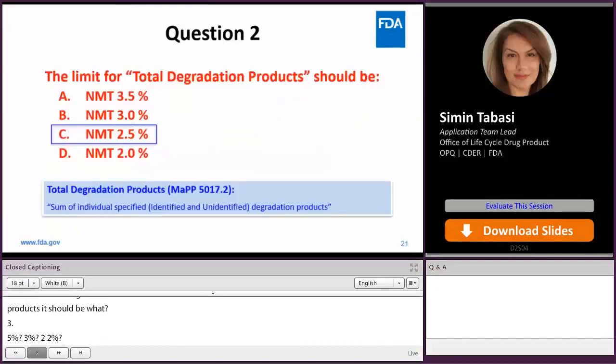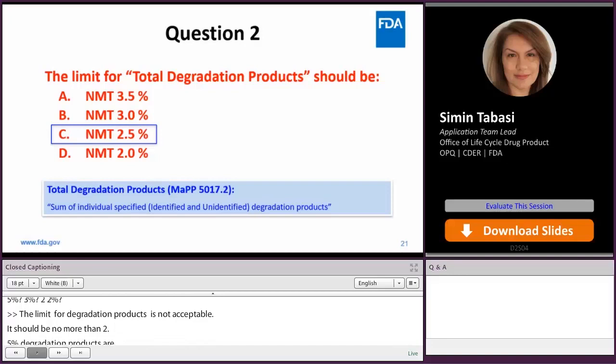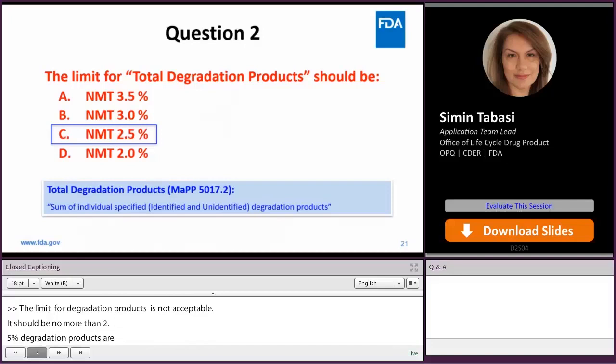The proposed limit for total degradation products of no more than 3.5% is not acceptable. It should be no more than 2.5%. Total degradation products, as described in MAPP 5017.2, is the sum of individual specified, identified, and unidentified degradation products.